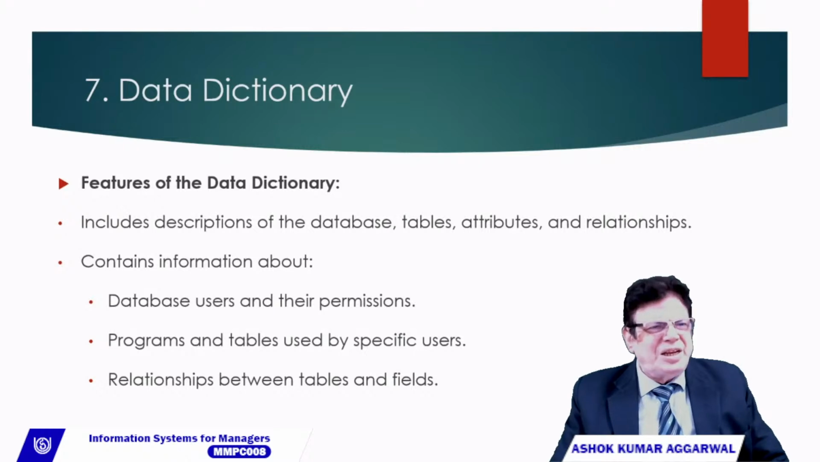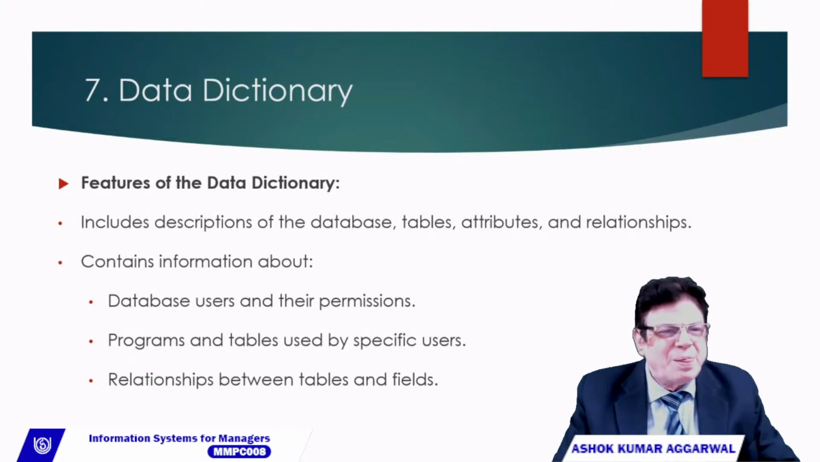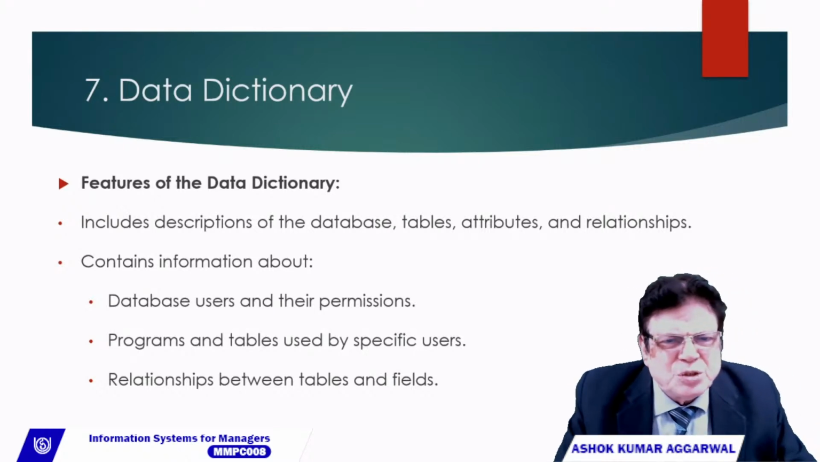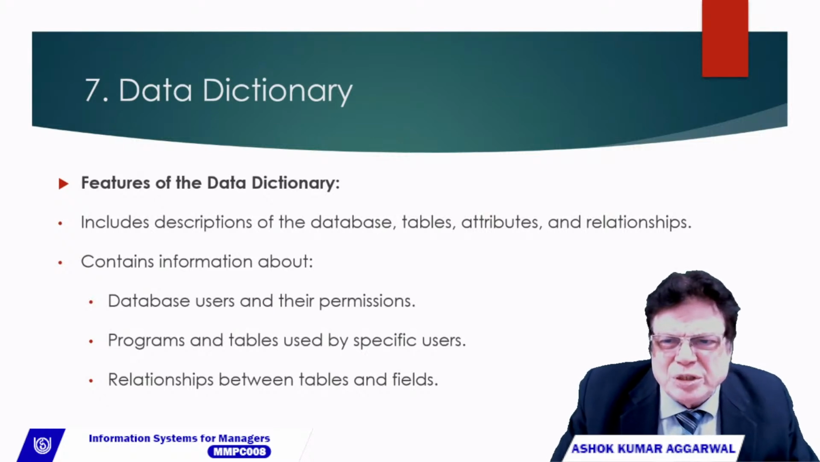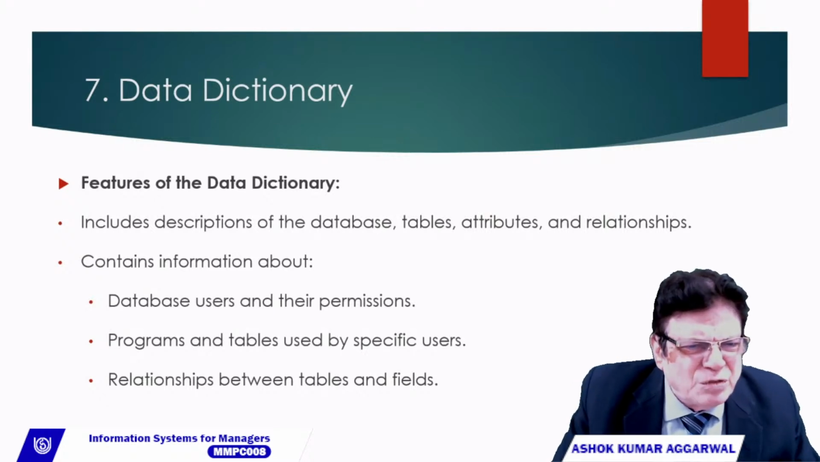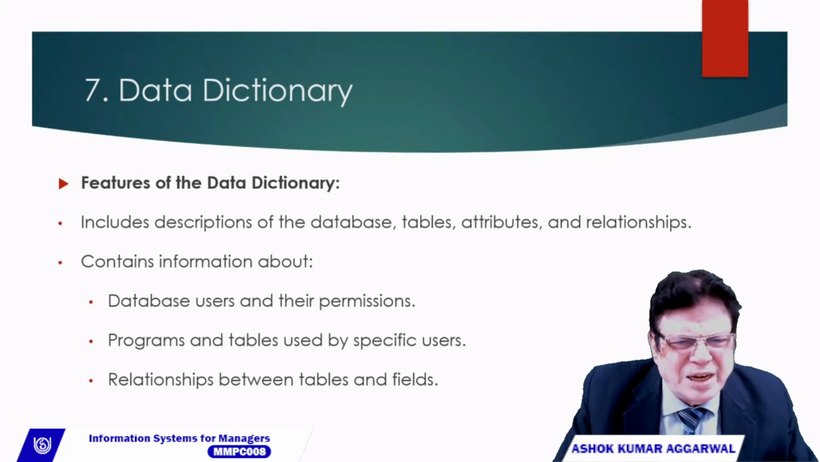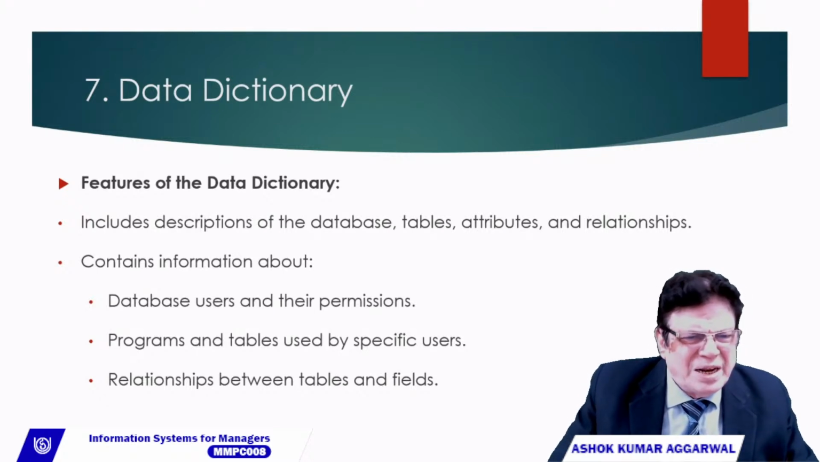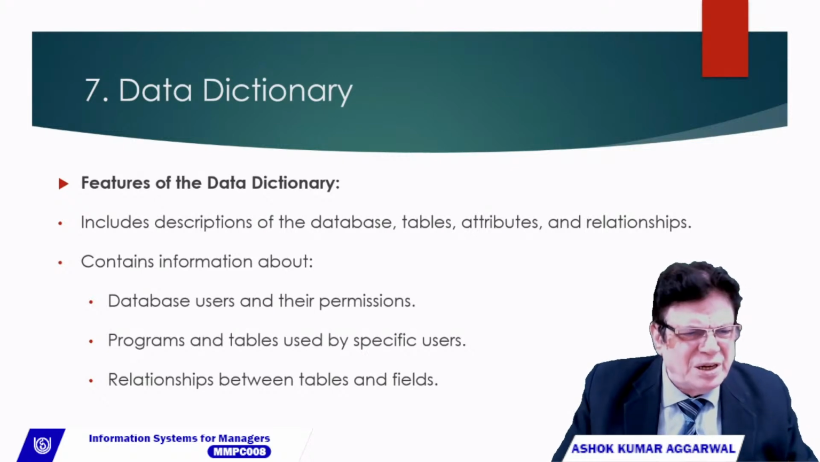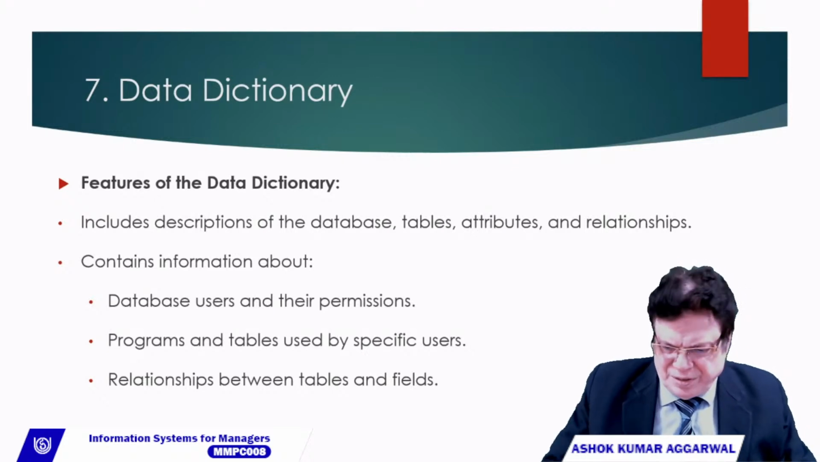Next is data dictionary. Features of the data dictionary. It includes descriptions of the database, tables, attributes, and relationships. It contains information about database users and their permissions, programs and tables used by specific users, and relationships between tables and fields.